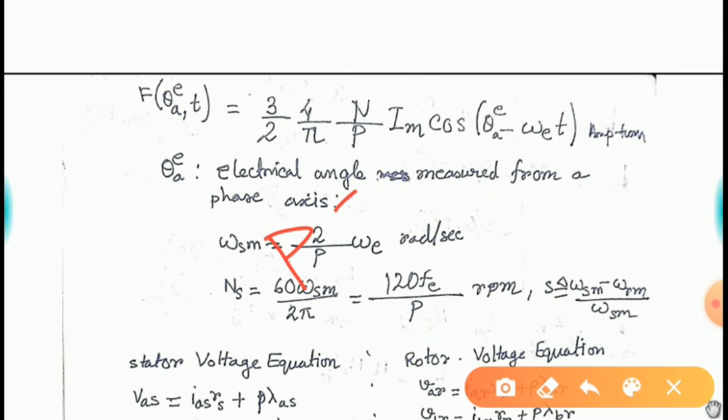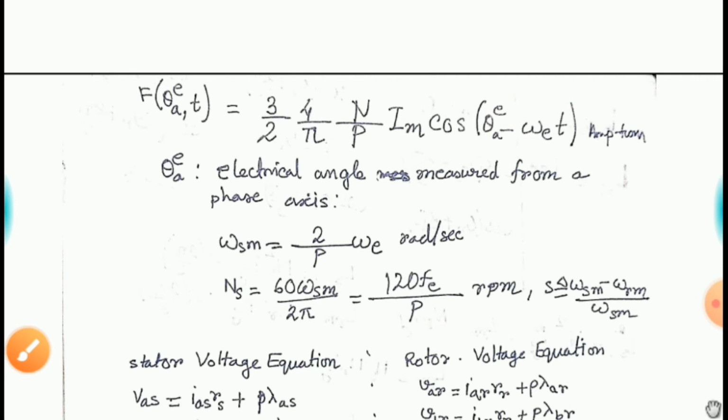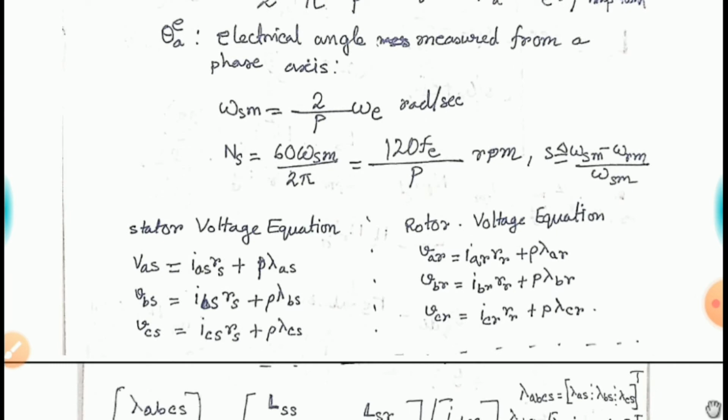Small p is equal to d by dt, right? Now we define slip in our conventional way.